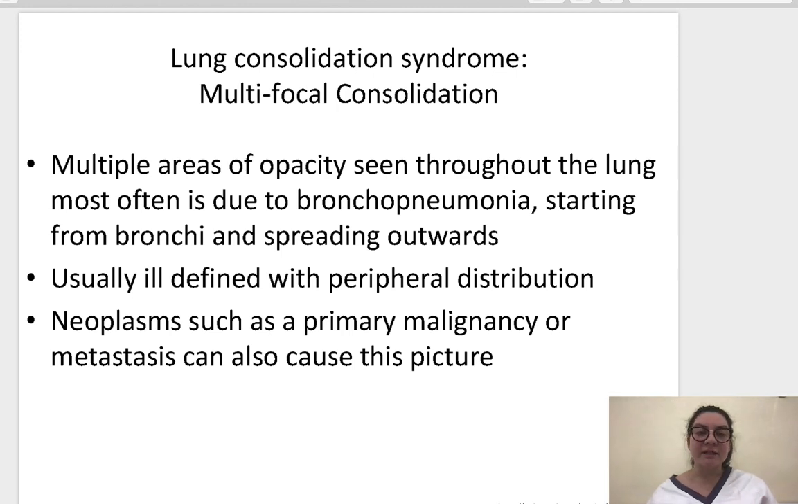And another variant, it can be multifocal consolidation. Multiple areas of opacity seen through the lung most often is due to bronchopneumonia, starting from bronchi and spreading outwards. Usually ill-defined with peripheral distribution. Neoplasm such as primary malignancy or metastasis can also cause this picture.